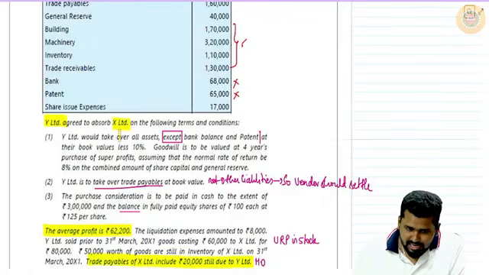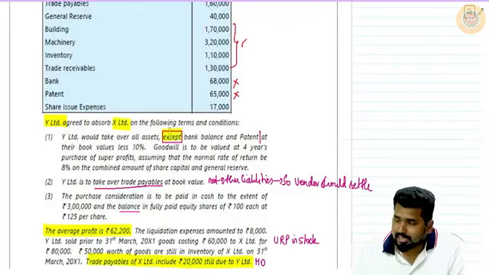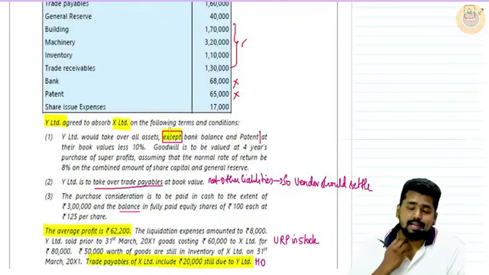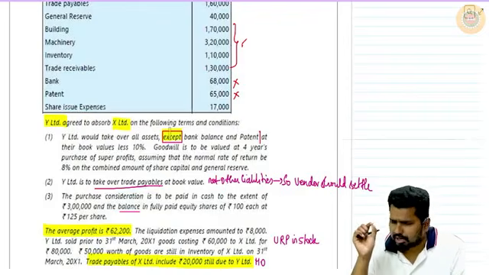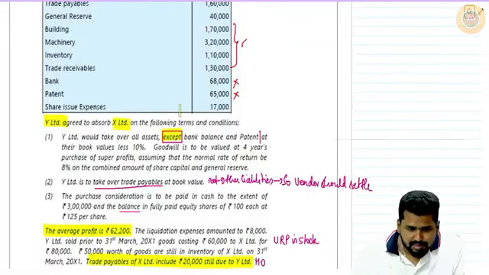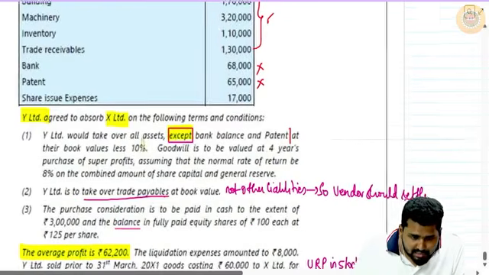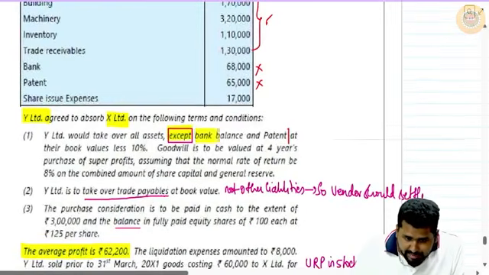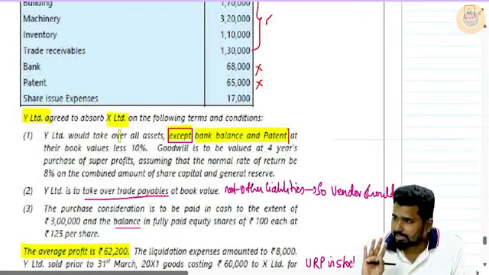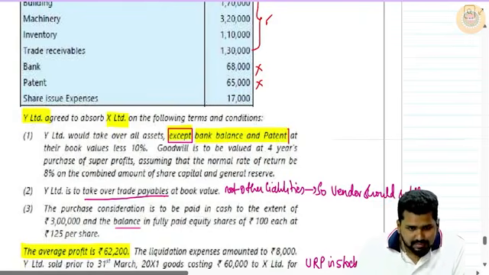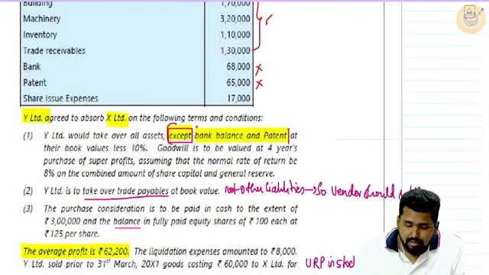Y Limited would take over all assets, correct? Except. The word except, if you see, means it is purchase. One more important point, students will be confused. Y Limited would take over all assets except bank and patents. That's it. With that, stop. Clear? Now, what they are telling is all assets are taken over except cash and bank.